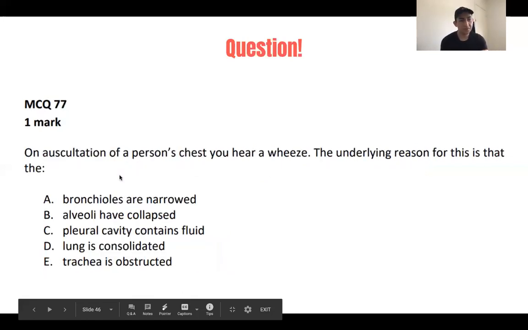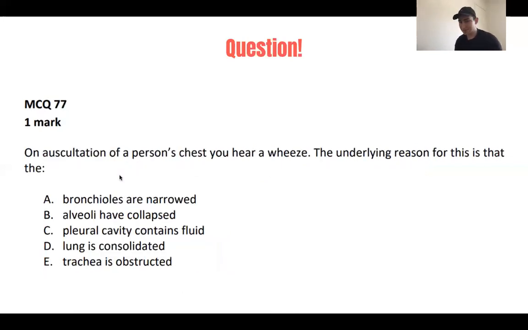On auscultation of a person's chest, you hear a wheeze. Why do people get wheezes in the first place?